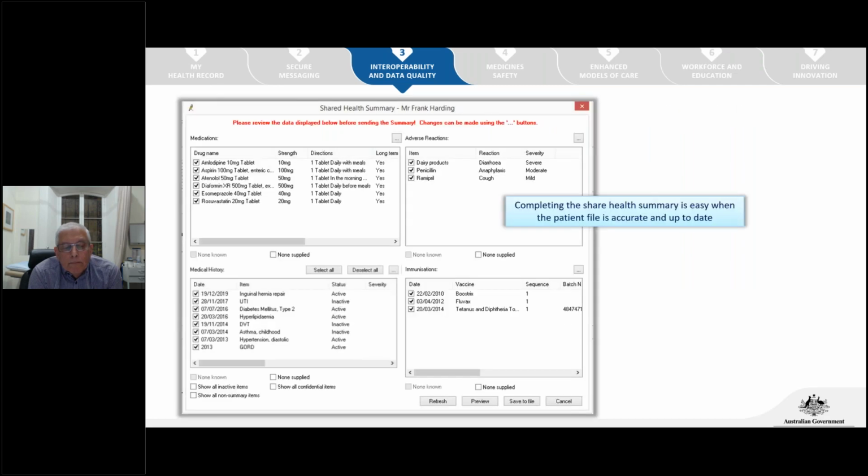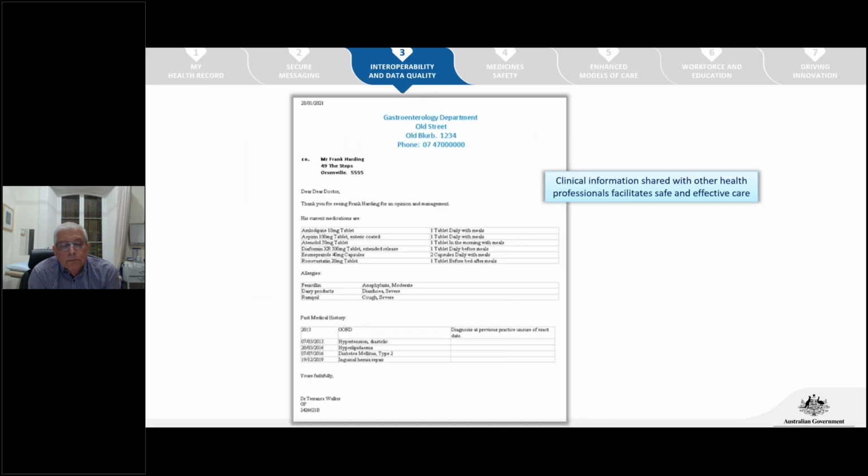So again, spending time keeping your patient's files up to date helps save time when sharing information. As Peter said before, it becomes easy. You can be confident, you click, you can share that information in a couple of clicks and it's done. So you're confident that the information shared is accurate and up to date. Once you've spent the time updating your patient files, it ensures that clinical information shared with other healthcare professionals helps facilitate safe and effective care. And of course, it shows the highest possible quality that's relevant to your patient's ongoing care.